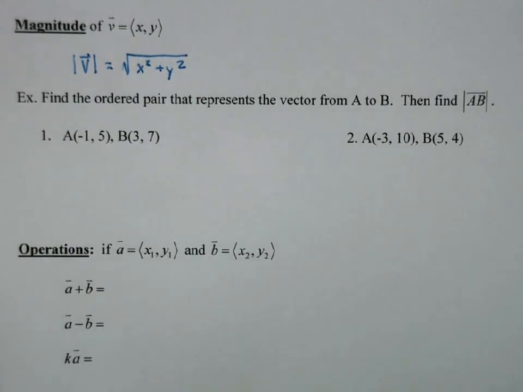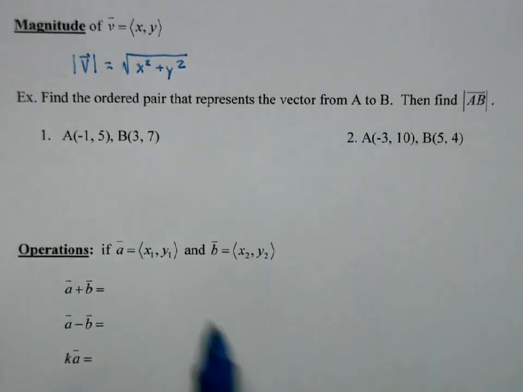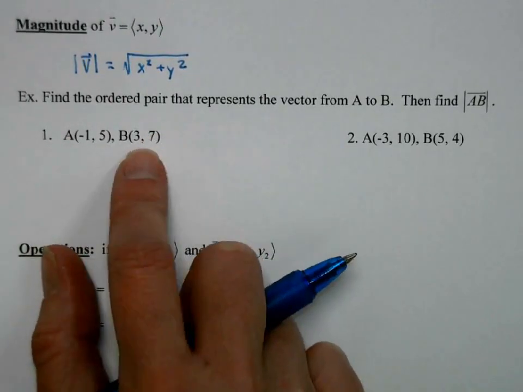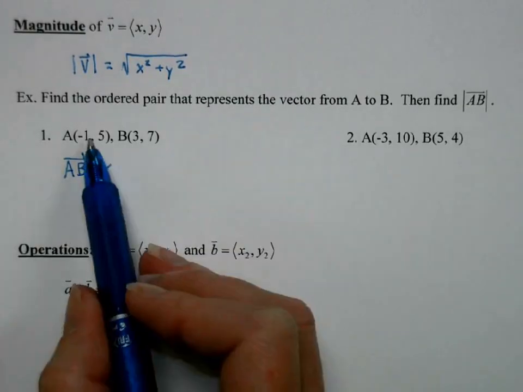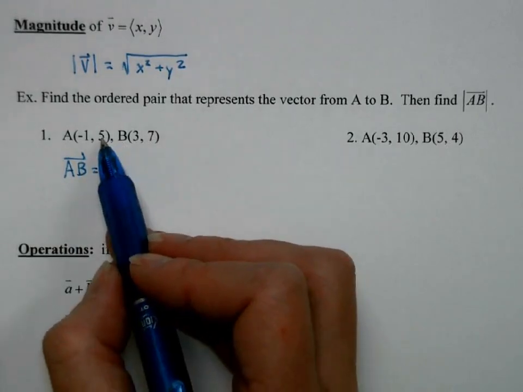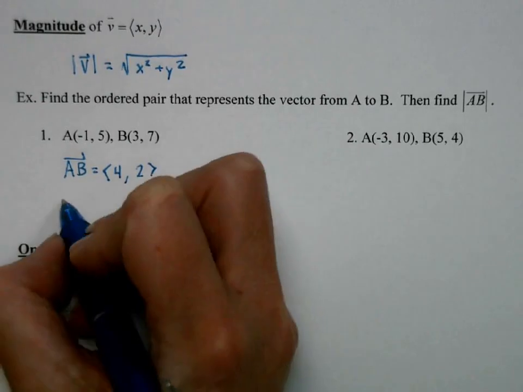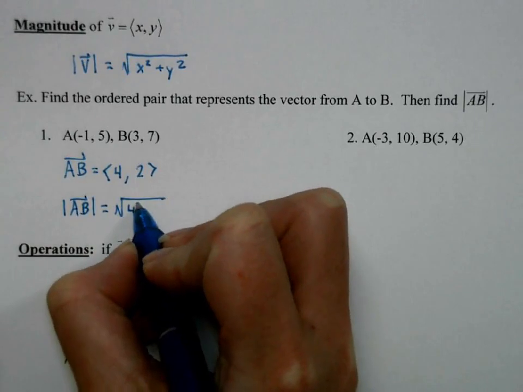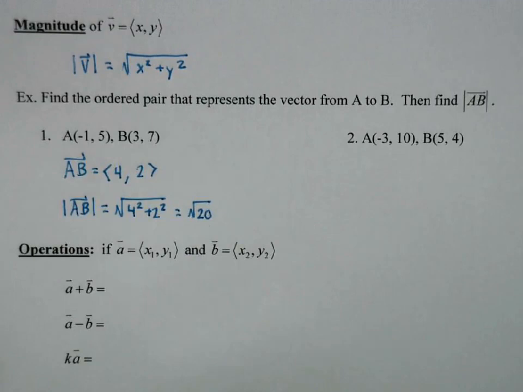Okay, so we're going to find the ordered pair that goes from point A to point B, then we're going to find the magnitude. Okay, well, we're looking at, if I'm going from this point to this point, what's our change in x, what's our change in y? So we're going from -1 to +3. So we're going 4 in the x direction. We're going from 5 to 7. So we're going 2 in the y direction. Then for our magnitude, we'll have the square root of 4 squared plus 2 squared, which is 16 plus 4, or the square root of 20.